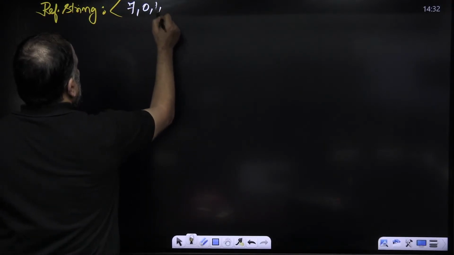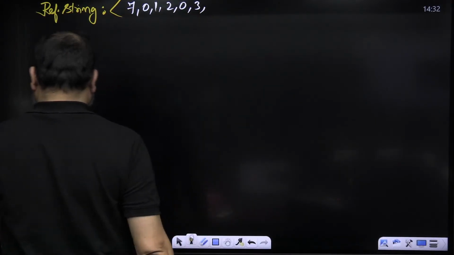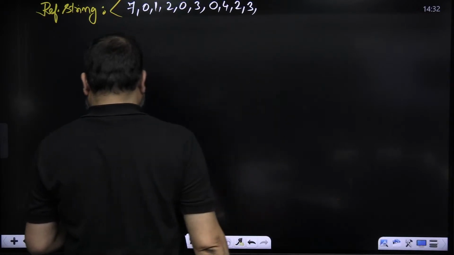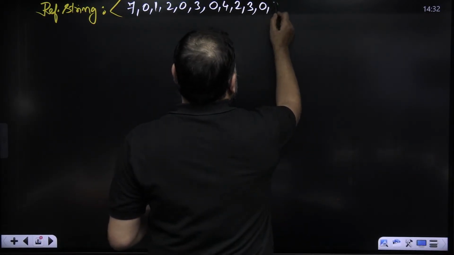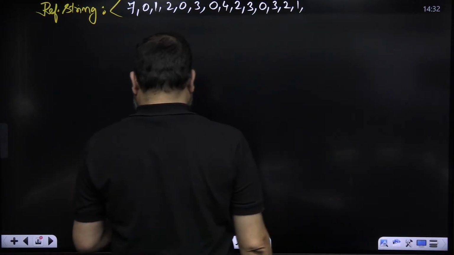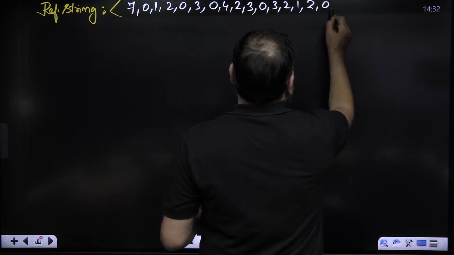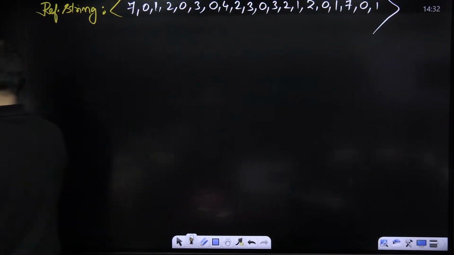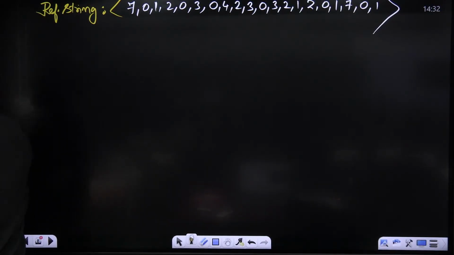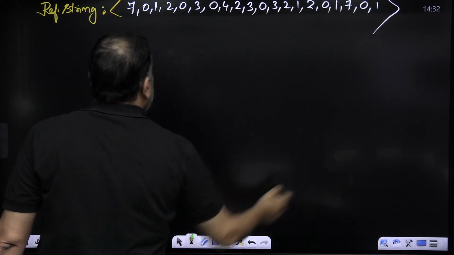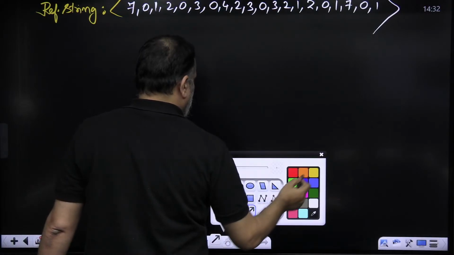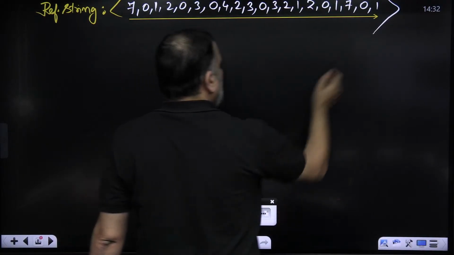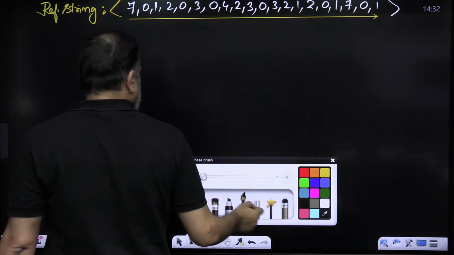7 0 1 2 0 3 0 4 2 3 0 3 2 1 2 0 1 7 0 1. These are the reference string. So in respect of this reference string, let us see the other replacement technique.